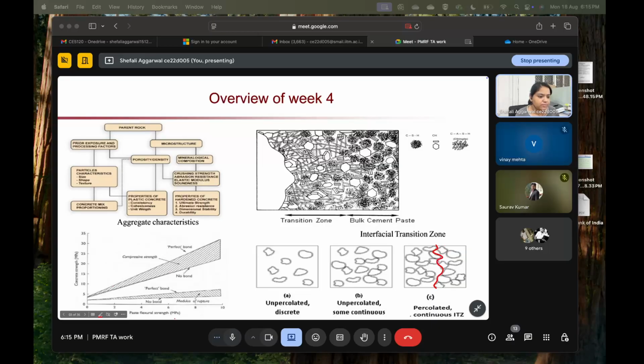Other thing is, if we talk about compressive strength and flexural strength, what is happening is, if there is a good bond between your aggregate and your cement paste, then you have good compressive strength, and if there is no bond, your strength will be low. In the same way for flexural strength or modulus of rupture, if you have a good bond, your property will be better, and if you don't have a good bond, your property will be very low.